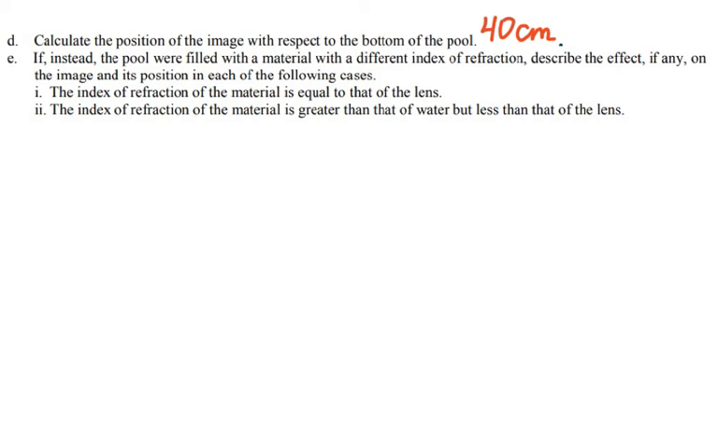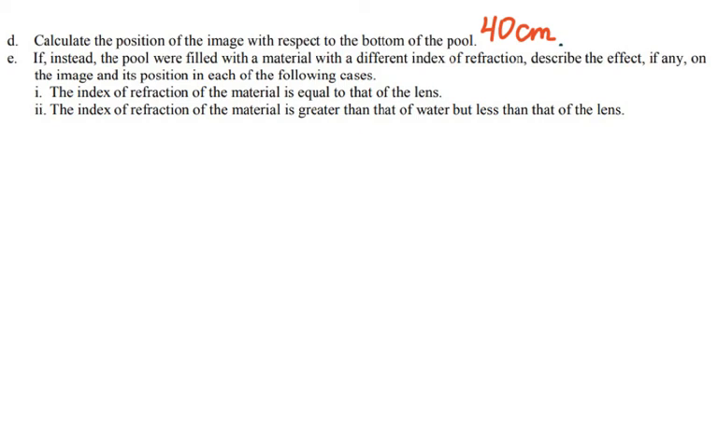So if the index of refraction of the material that this pool is filled with is equal to the index of refraction of the lens, then the wave would not refract going from the pool material to the lens. So the light in this case would not bend, and you would not even know that the lens is inside of that material that the pool is filled with. So the light would pass through the lens and through the material, and no image is formed by the lens.